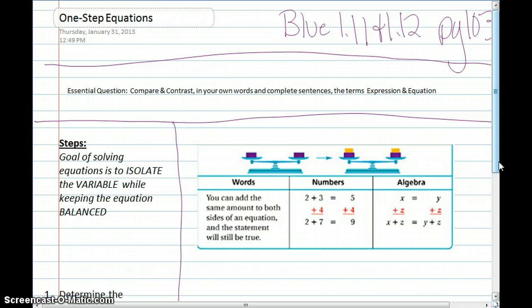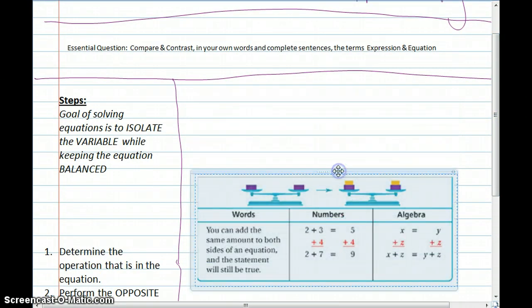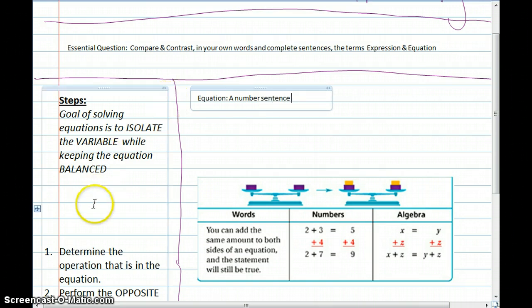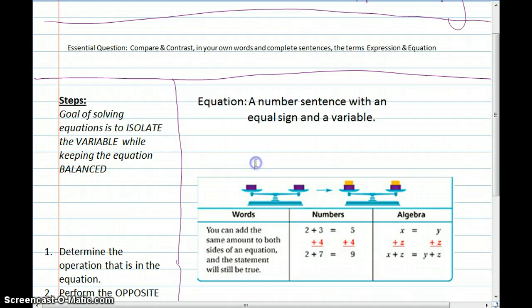Remember, we've been using expressions for a while, and actually you've been doing equations for quite some time without knowing you were doing it. An equation is a number sentence that has a variable and an equal sign. So make sure you've got that in your notes. Let's get this down. An equation is a number sentence with an equal sign and a variable. A number sentence with an equal sign and a variable.